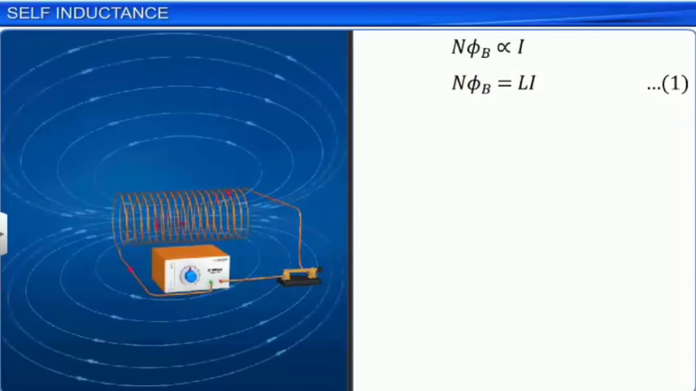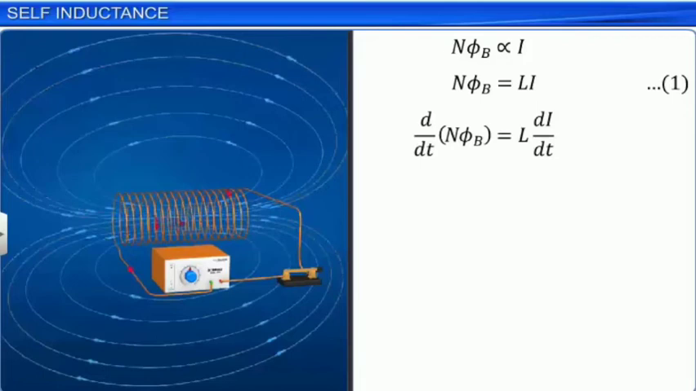When the current in the circuit is varied, the flux linked with the coil changes and an EMF is induced in the coil. This means d by dt of N phi B equals L dI by dt. Let this be equation 2.